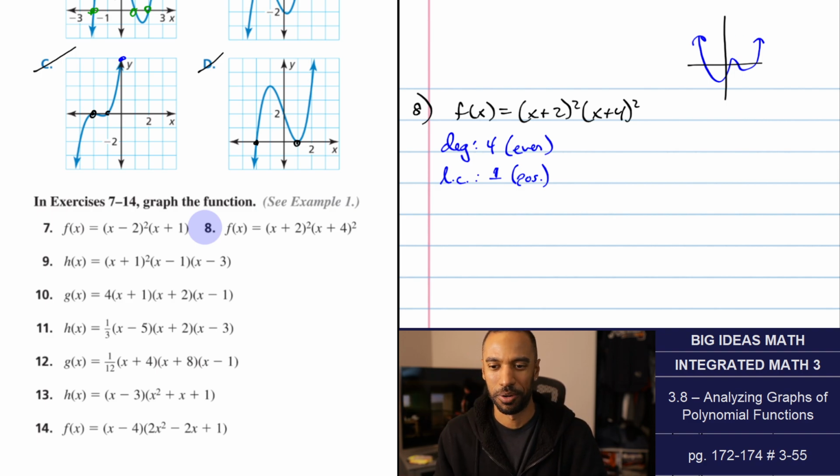Let me take care of hiccups here really fast, though. Okay, we'll see if I fixed them. Okay, x-intercepts. Let's use green.